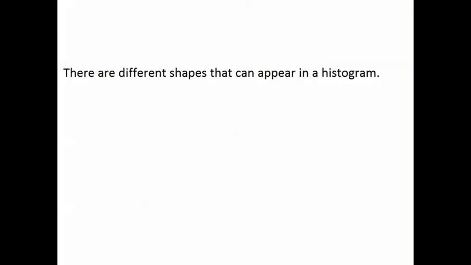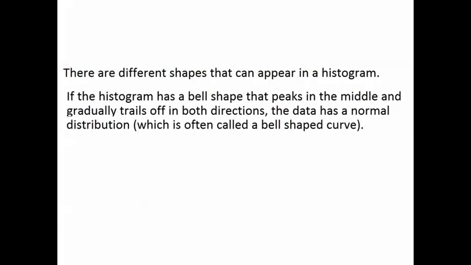So I've already talked about the names of a couple of different shapes. Now let's go over some other types of names that the shapes can have in a histogram. If the histogram has a bell shape that peaks in the middle and then gradually trails off in both directions, you say that the data has a normal distribution. And a normal distribution is just a technical word for a bell-shaped curve.